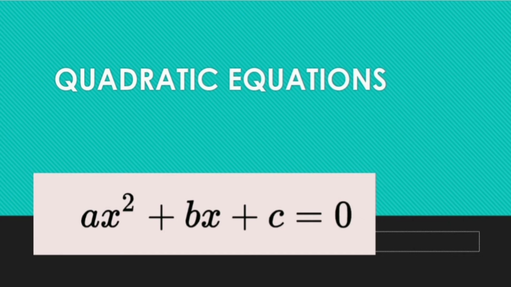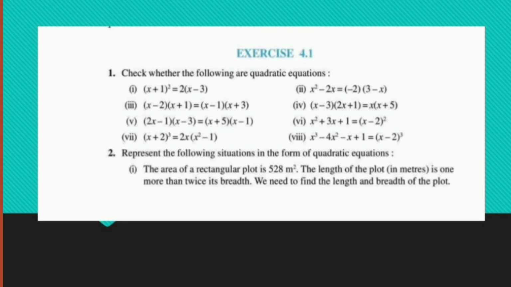Okay, so what is a quadratic equation? An equation of the form ax square plus bx plus c is called a quadratic equation. See here, the degree is 2. Now in this video we will solve exercise 4.1.